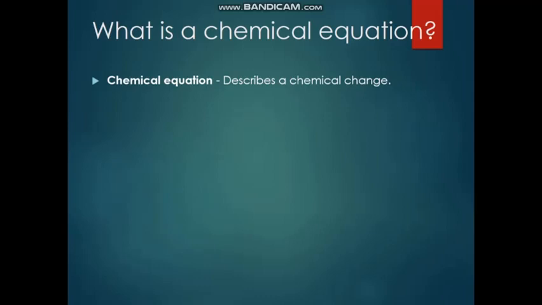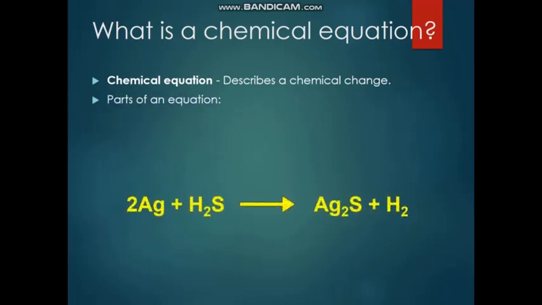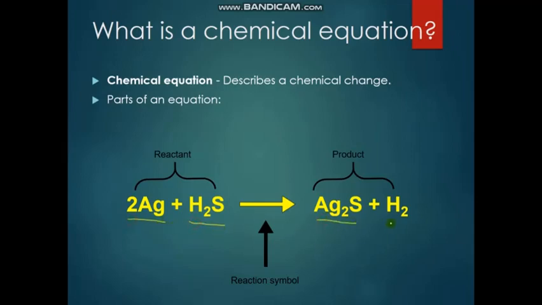In all chemical equations, you'll be able to find the following. You have the reactant, which is the input of the reaction, and you have the product, which is the output of the reaction. You can also find an arrow, which represents the direction of the reaction. In this example, you have silver, which reacted with hydrogen sulfide to produce silver sulfide and hydrogen.